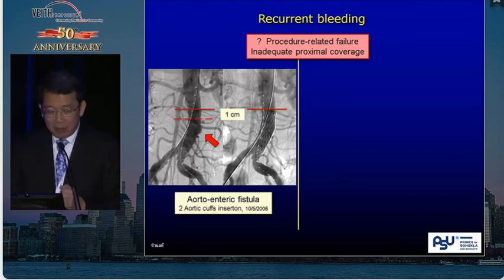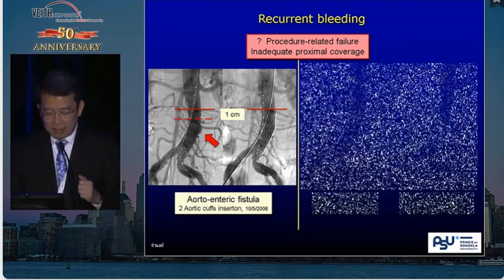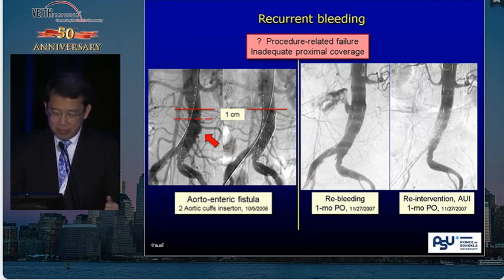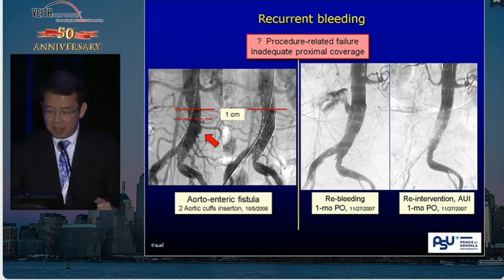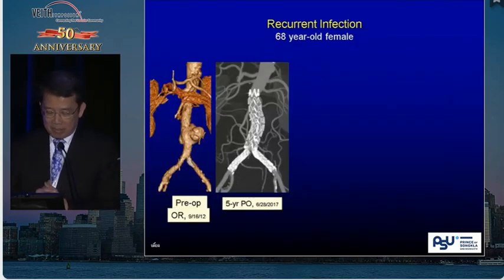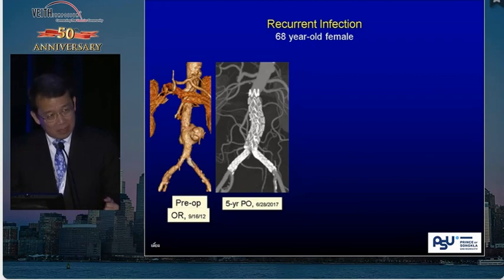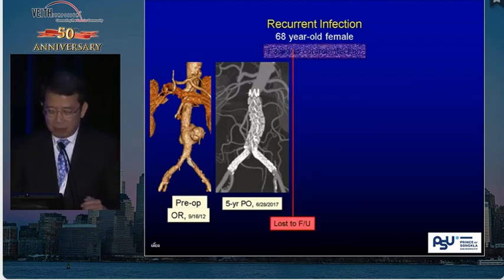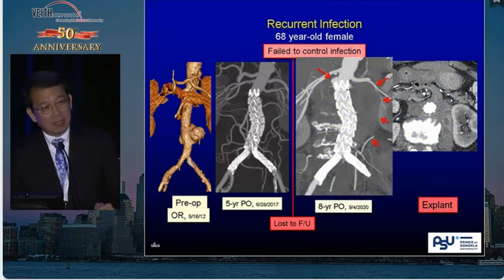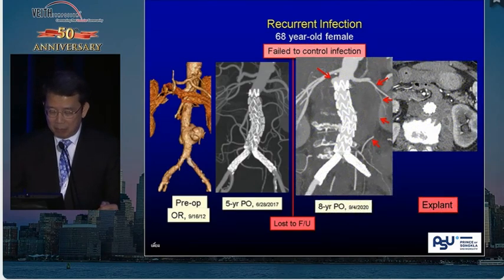Recurrent bleeding did occur, not that often. This happened in our very early experience, and we thought that it was because we did not cover far enough proximally. This patient actually did well up to 5 years of follow-up, but she was lost to follow-up and came back 3 years later with severe recurrent infection at the abdominal aorta, failed medical treatment, so we had to explant.